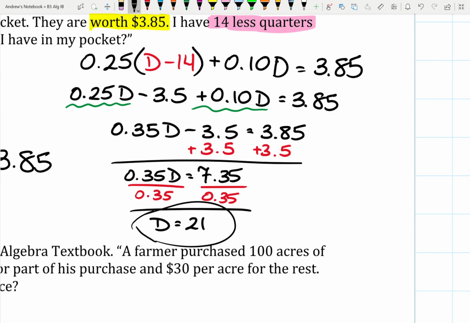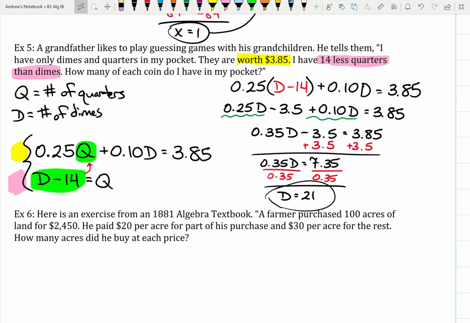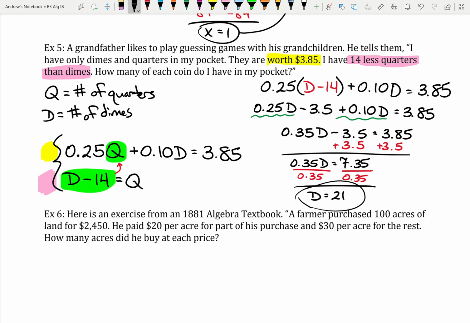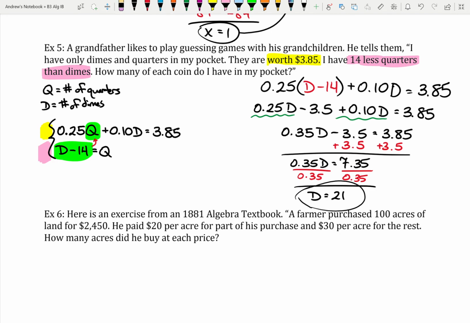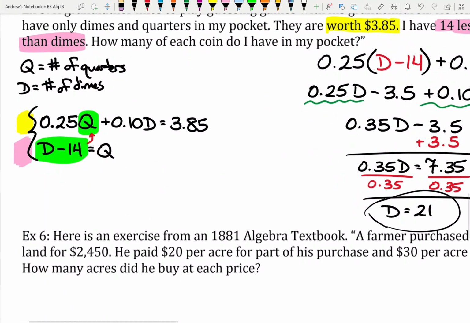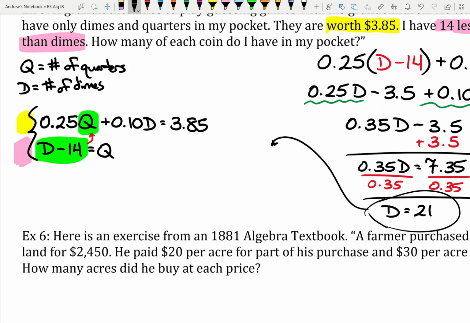But wait, there's more. Now that we know that there were 21 dimes, we've got to come back to these original equations. I'm actually going to do a little bit of movie magic here. I'm going to squeeze those down a little bit so we have a little more room. So now we know that there are 21 dimes. I'm going to need to plug that back into one of those original equations, because I need to figure out how many quarters we had. So I'm going to plug it into this one: D minus 14 equals Q.